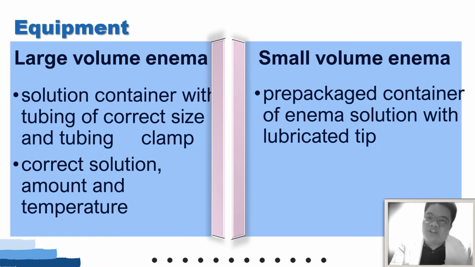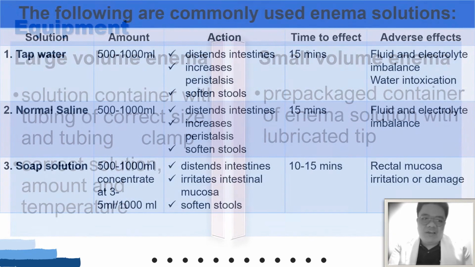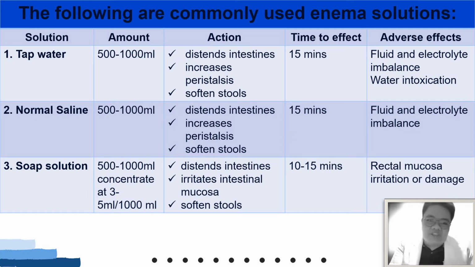Now, for the small volume enema, you could have the pre-packaged container of enema solution with a lubricated tip. It's just like the Fleet enema that I have shown you in the previous slide. Now, you have the following commonly used enema solutions. You would have your tap water, the amount is 500 to 1,000 ml, and the time for it to take effect is 15 minutes. The adverse effect, if you would look at this, is fluid and electrolyte imbalance.